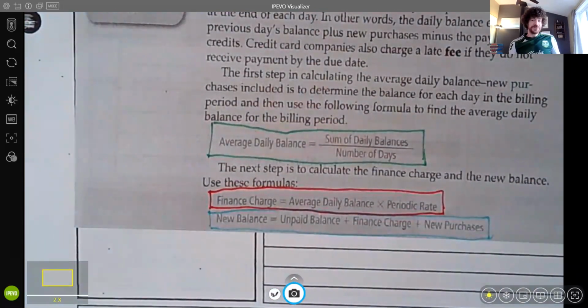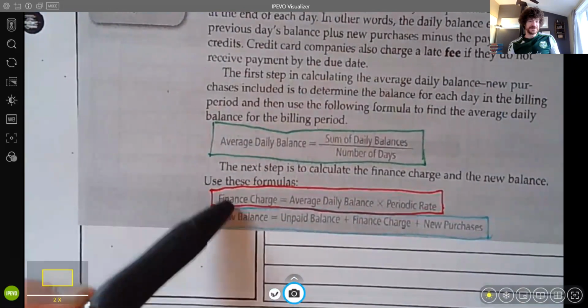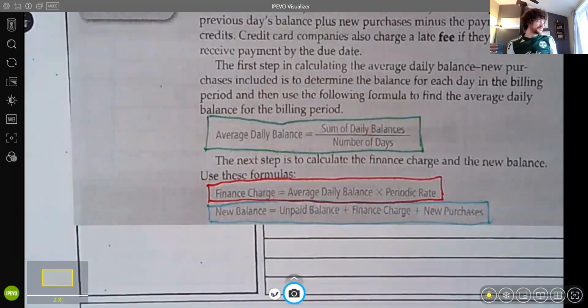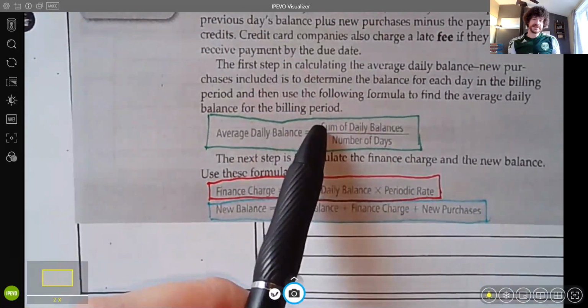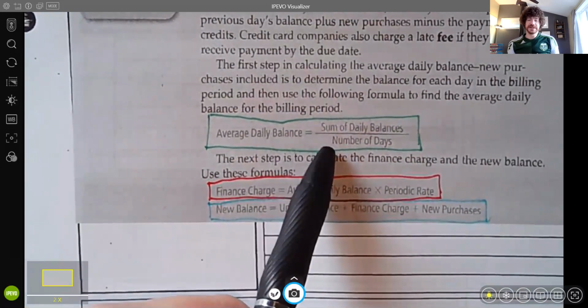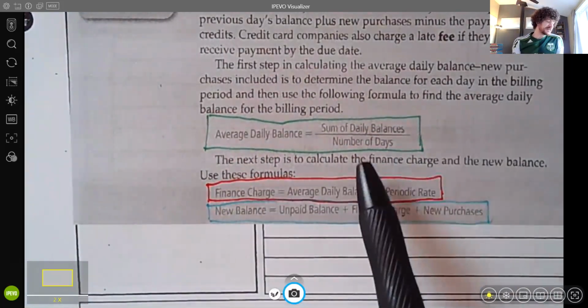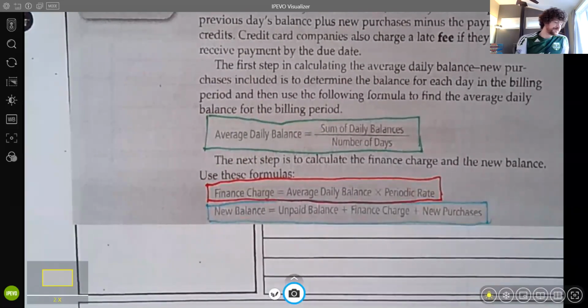All right. So the only new formula here out of these three, we've used these two down here. The new one is right here. The average daily balance is equal to the sum of the daily balances divided by the number of days. So depending on what month it is, the number of days is going to be different.